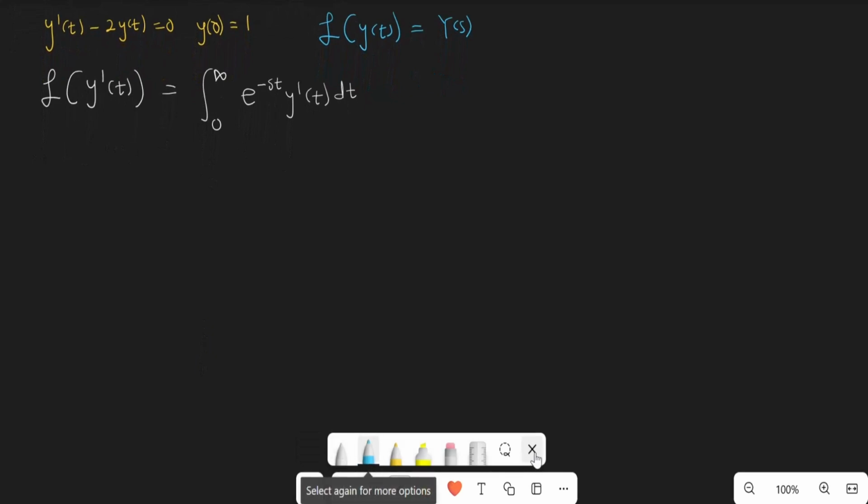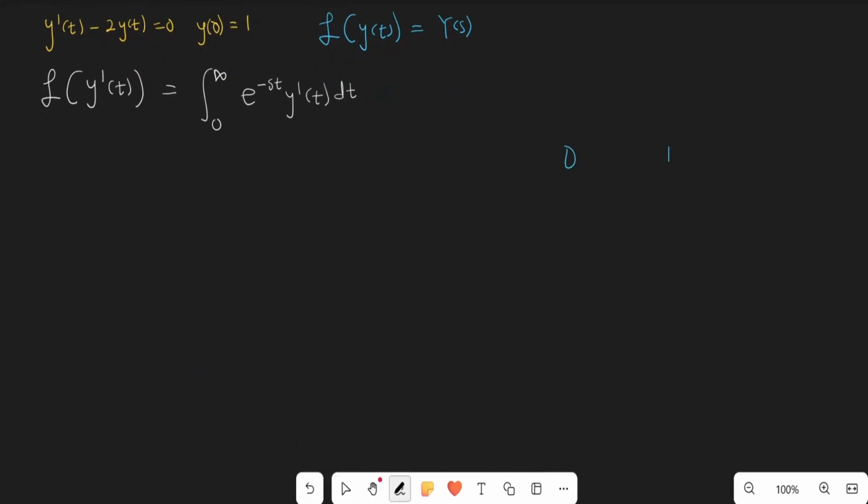For integration by parts, I normally do the tabular method, or the DI method, D for differentiation and I for integration. So I am going to differentiate e to the negative st. The signs are plus, then negative, and I'm going to integrate y prime of t. Differentiating e to the negative st with respect to t gives negative s multiplied by e to the negative st. Now integrating y prime of t, the derivative of y with respect to t, we are integrating the function with respect to t. The integral of y prime of t is just y of t.